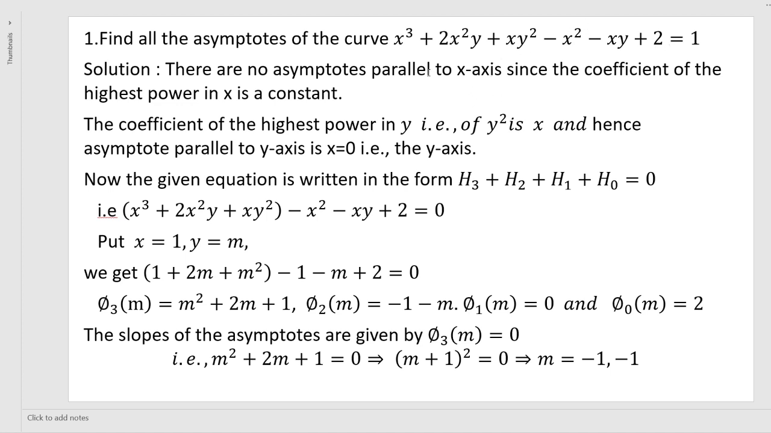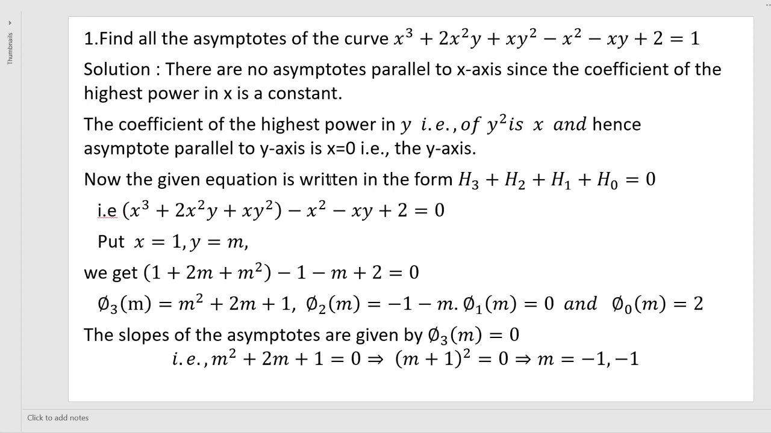Here, look at the asymptotes which are parallel to the x-axis. First consider the coordinate axis. The highest power of x in this equation is x cube. Their coefficient is constant, therefore there is no asymptote parallel to the x-axis. In the same way, the coefficient of the highest power of y, which is y square, is x. x is equal to 0, which occurs only on the y-axis. Therefore, the y-axis itself acts like an asymptote for that curve.